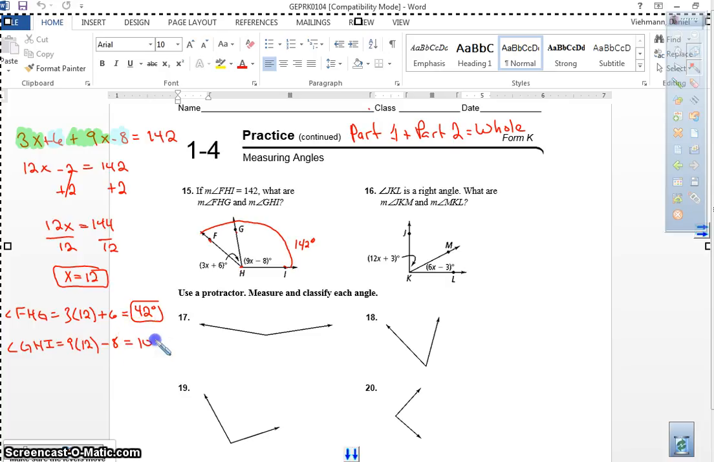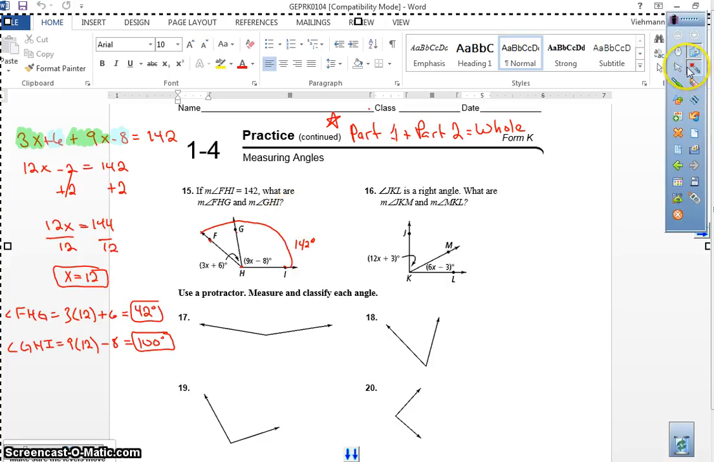All right, good. Nice job. Any questions? No. All right, remember this right at the top of your paper: part 1 plus part 2 equals the whole. I didn't go through it in finite terms, you just did it a different way.